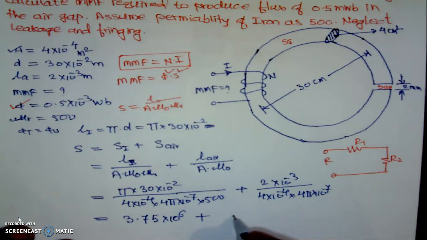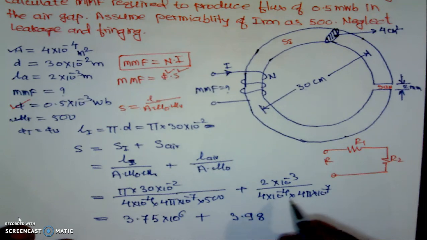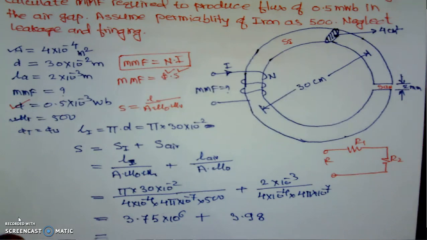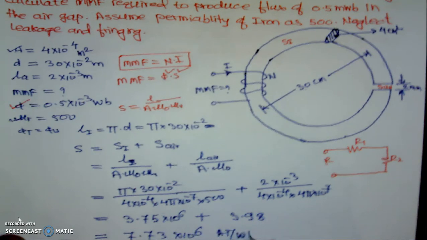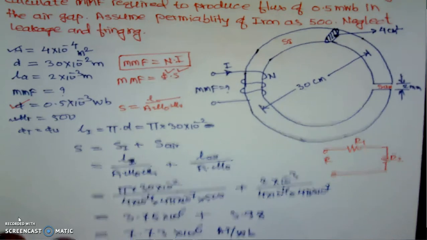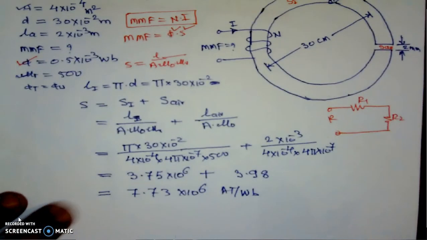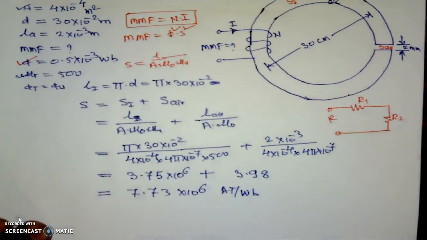3.98 is the value of the reluctance of the air gap, which is equal to, if I am finding its addition, this value is found to be 7.73 into 10 raised to the power of 6. It is ampere turns per Weber, the value of the S, or reluctance of this magnetic path. And if we know the reluctance of the magnetic path, we can find out this MMF now.